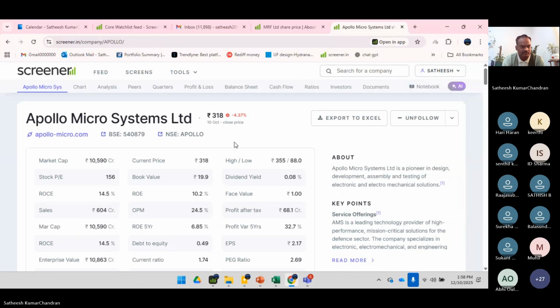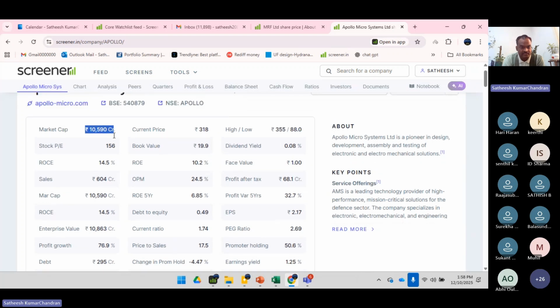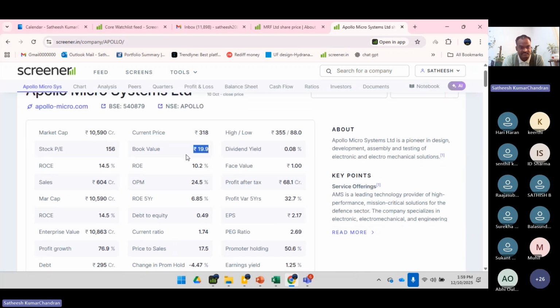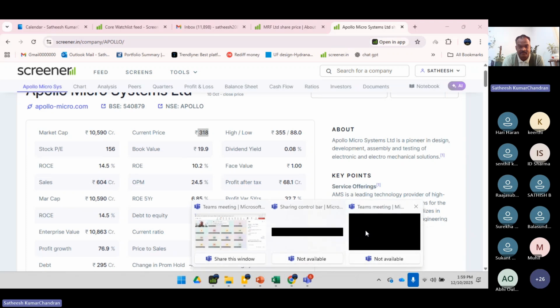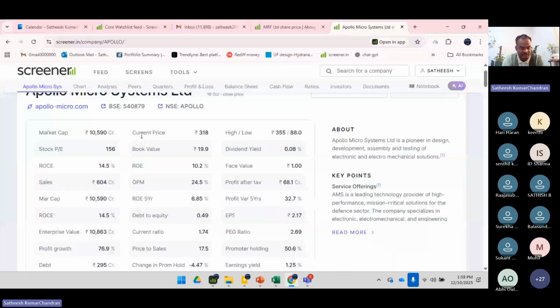Is this stock trading at a good PE ratio? No, PE ratio is 156. It's way beyond. Here, the high is 355 and the low is 880. Market cap is 11,000 crore almost. Book value is only 20 crores. Price is 300 crores. So price to book is almost 15 times. So this is not a good sign fundamentally. Anyway, we will see.